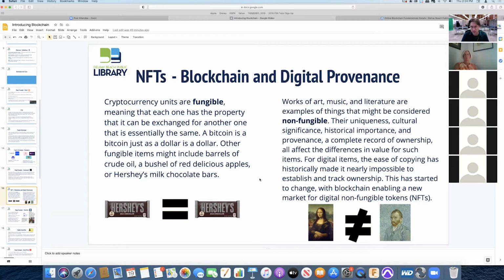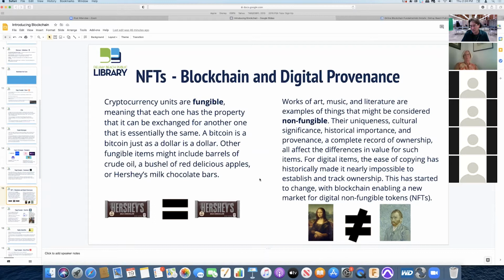Real estate is another one that is generally considered non-fungible. Diamonds are considered non-fungible because there are certain properties that change the quality and therefore the value of that item. So the uniqueness, cultural significance, historical importance, and provenance, a complete ownership record, these all affect the differences in value for such items.